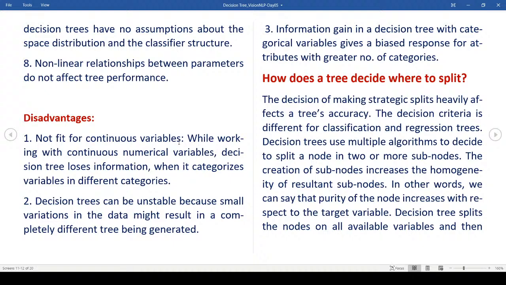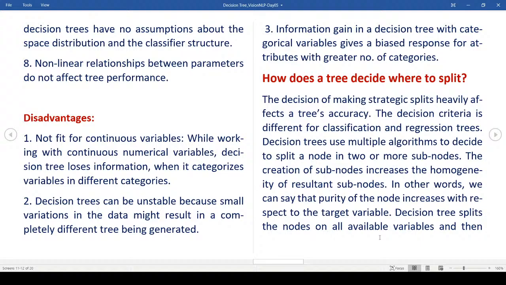So we'll learn about the two metrics here. One is the information gain and one is the Gini index. Gini index and information gain are the two measures where we can identify where and when we have to stop our splitting. So we'll talk a little bit of maths about it. How does a tree decide where to split? Our decision of making strategic splits heavily affects our tree accuracy. There are two different criteria, regression and classification. The decision tree uses multiple algorithms to decide to split a node into two or more subnodes. The creation of subnodes increases the homogeneity of the resultant subnodes.